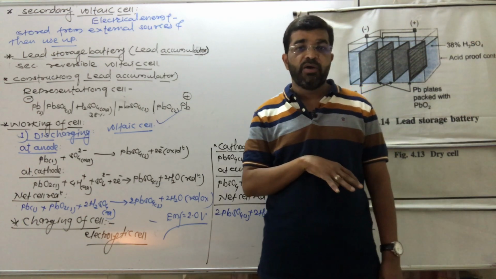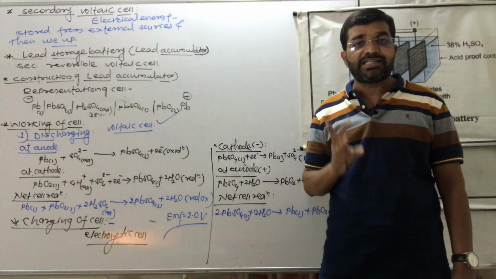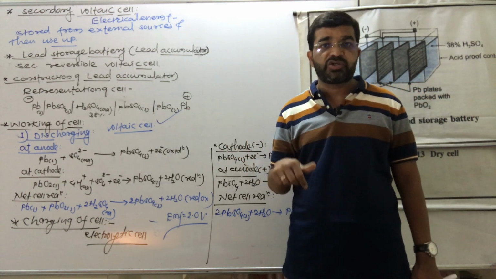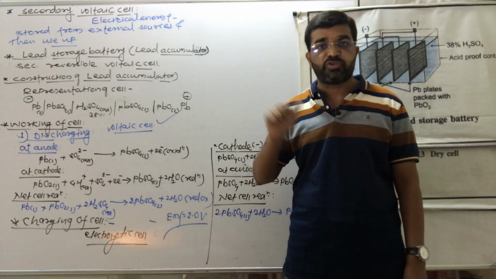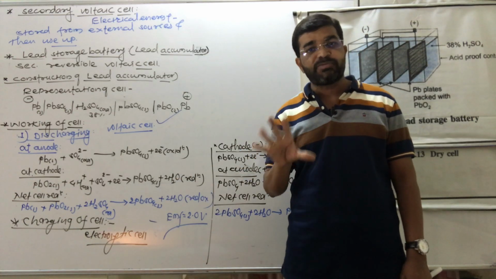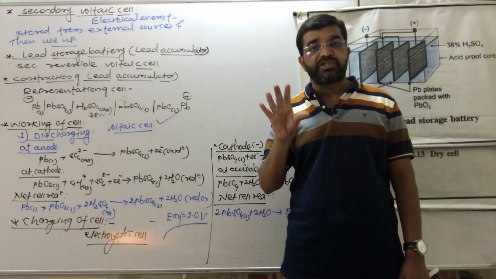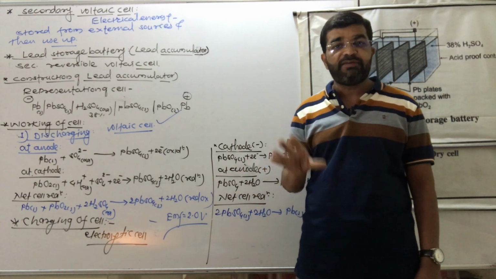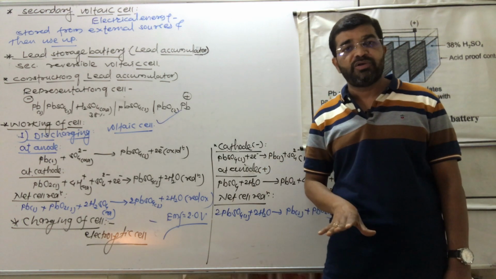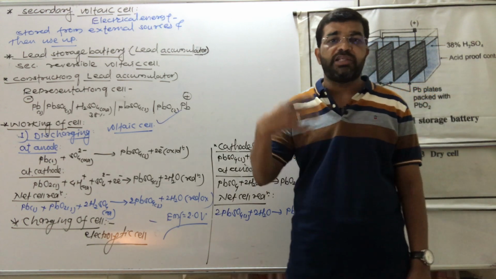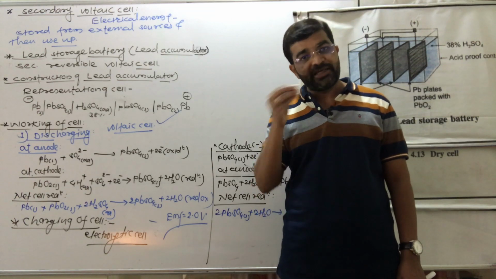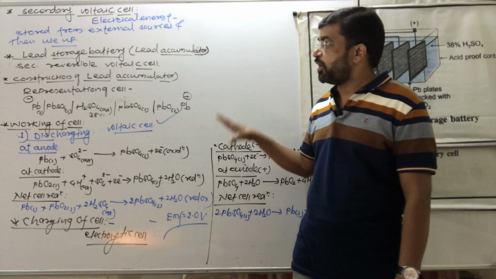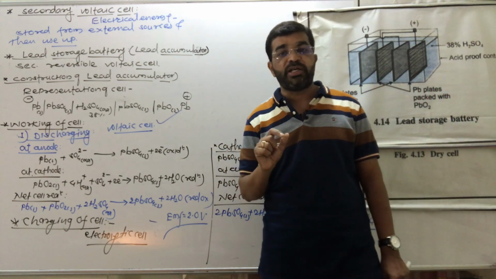Uses of this cell: these cells are used in self-start automobiles. जो भी self start अपने बाइक्स व्हीकल्स होते हैं उसमें ये सेल यूज होती है. It is used in self-start automobiles. It is used in the laboratory for a direct current supply. It is used in telephone and telegraphic offices also. And nowadays it is also used in our house with inverter as a direct current supply. So that is nothing but the uses of lead storage battery or lead accumulator.